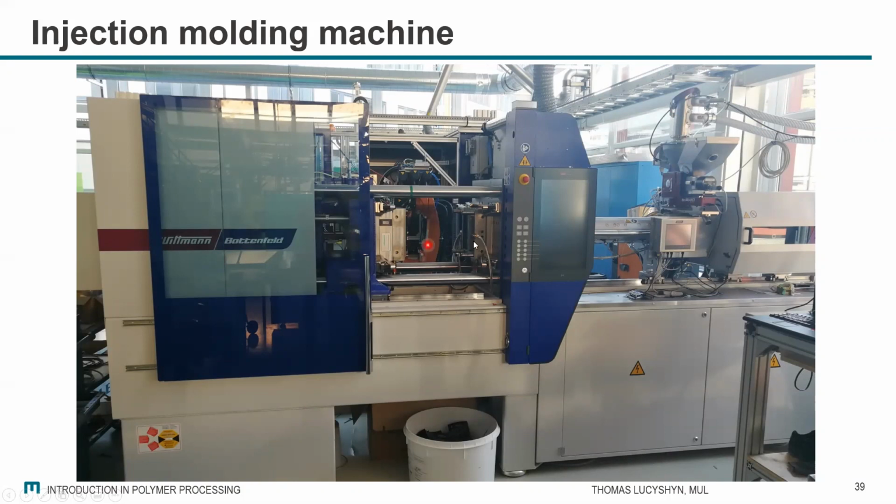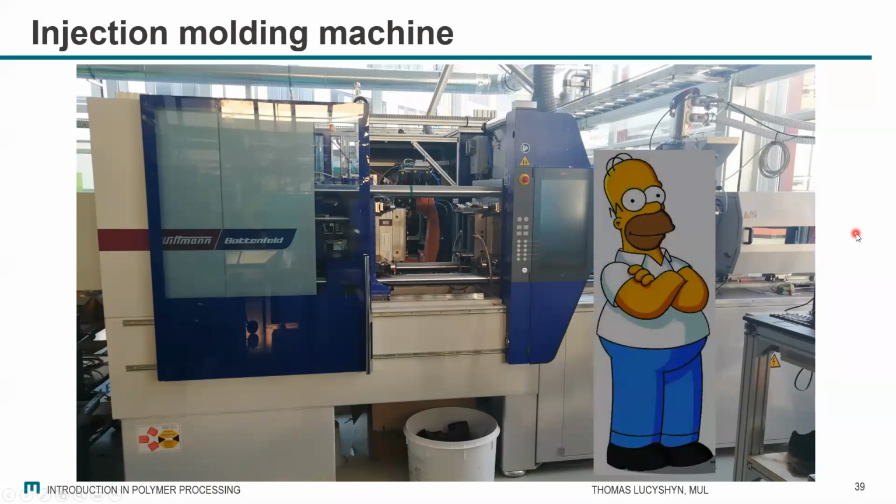To give you an impression of the size of the machine, I added the size of a person here. So that's typical the size of this machine. And this is for a range of, I think, 1,100 kilonewton or 110 tons machine. So it's an intermediate machine size.